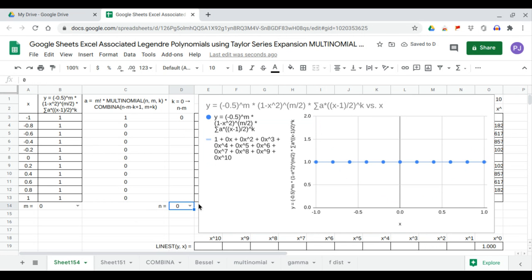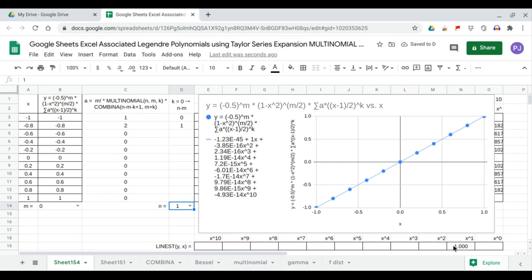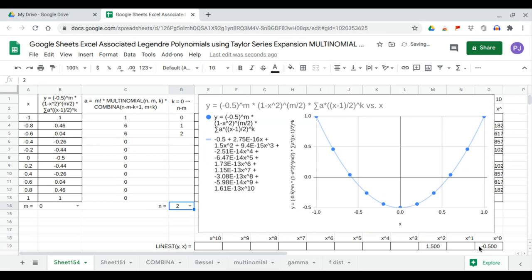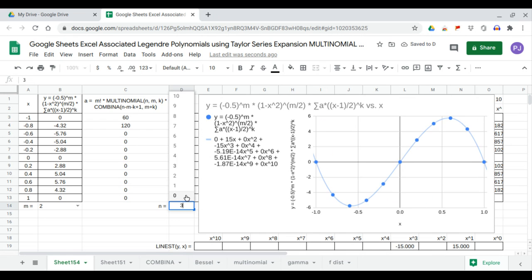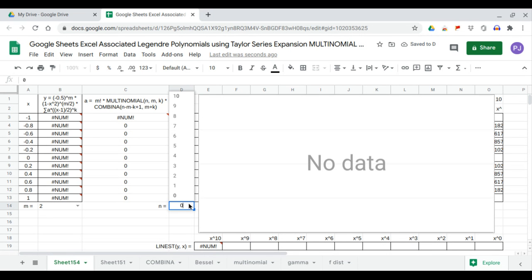At n equals 0, m equals 0, so our polynomial y equals 1. At n equals 1, our polynomial y equals x. N equals 2, polynomial y equals minus 0.5 plus 1.5 x squared. N equals 3, minus 1.5x plus 2.5 x cubed. Let's say we put 2. We start with 2. And we put here 1, starting from 0. There's no data. It has to be greater than m.